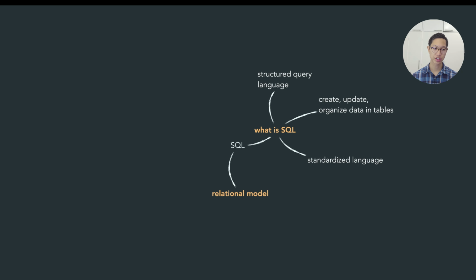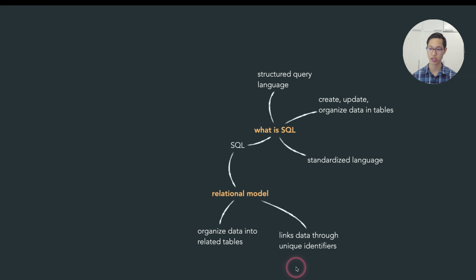It's based on a relational model, and what this means is that we organize data into related tables. We link the data through unique identifiers. If you don't understand what this means right now, it's fine, and we'll come back to this terminology later on.